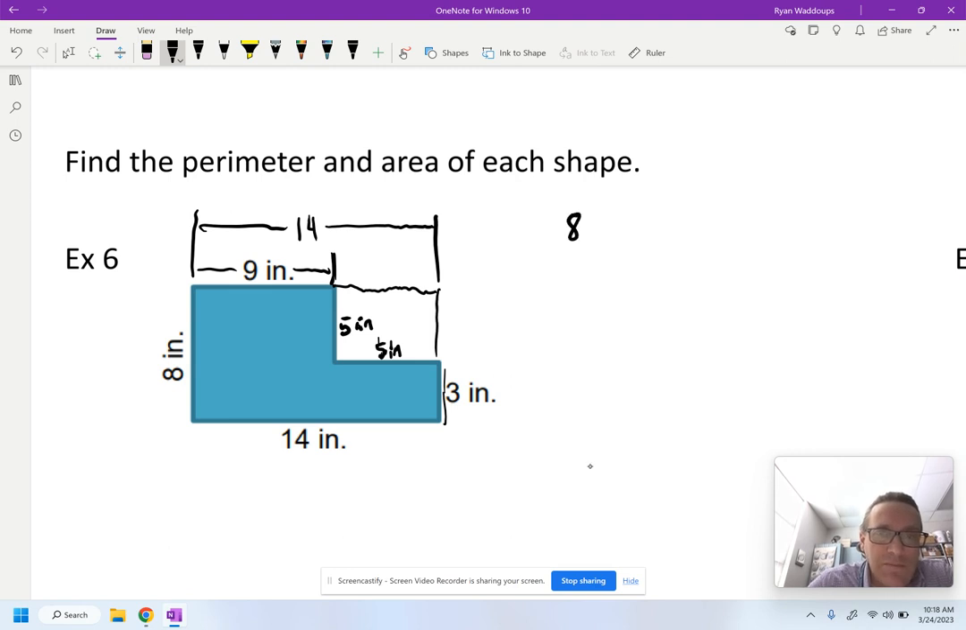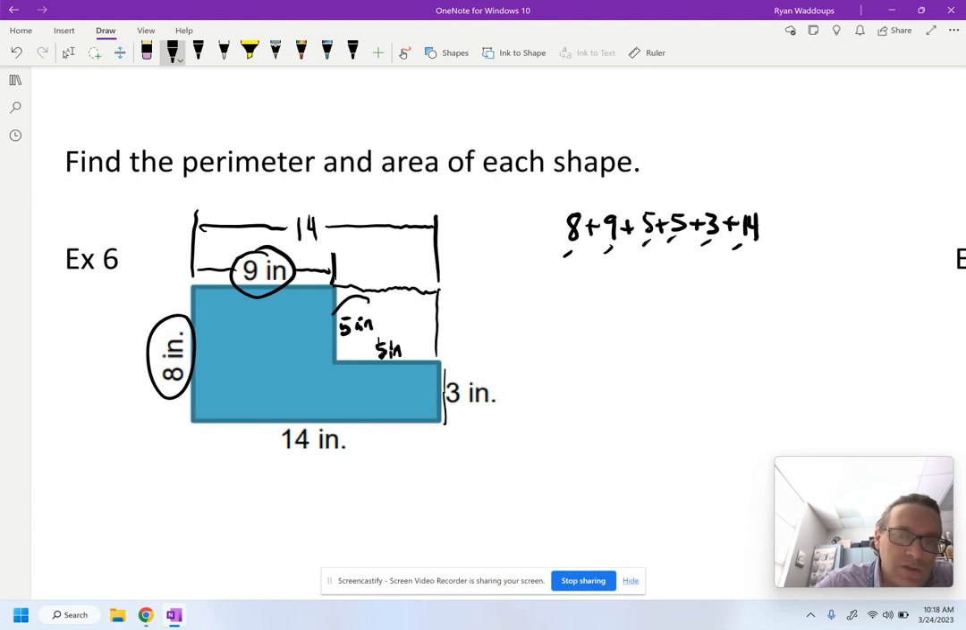So I just take 8 plus 9 plus 5 plus 5 plus 3 plus 14. And I've got, let's see, 1, 2, 3, 4, 5, 6 different sides. I'm adding them all up. I can do that by hand or I can do it in the calculator. I'm going to do mine in the calculator. 8 plus 9 plus 5 plus 5 plus 3 plus 14.